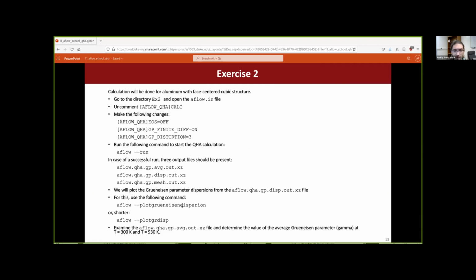So once you have them, you can ask AFLOW to plot the dispersion for you, and I encourage you to do this. You have 2 commands. One is a bit longer, another is a bit shorter. And then you can open the GP average out file and examine by yourself the Grüneisen parameter at 300K and 930K.